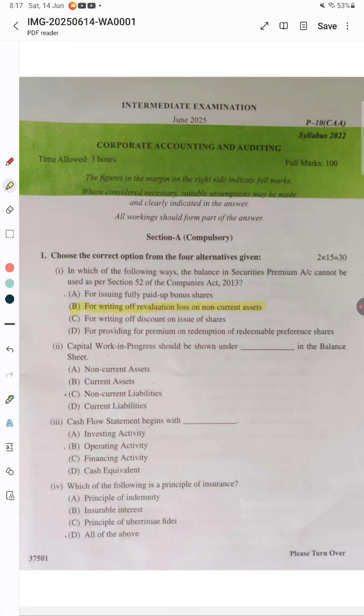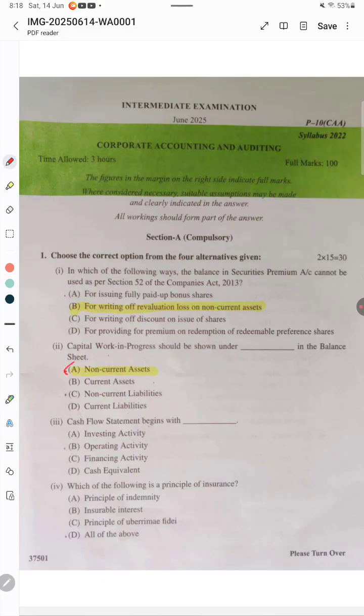Question number 2. The capital work in progress should be shown under dash in the balance sheet. You have to decide whether it is a liability, an asset, or a current asset. Capital work in progress is still under construction, hence it is a non-current asset. So non-current asset is the correct answer. Please make note of it. A is the correct answer.